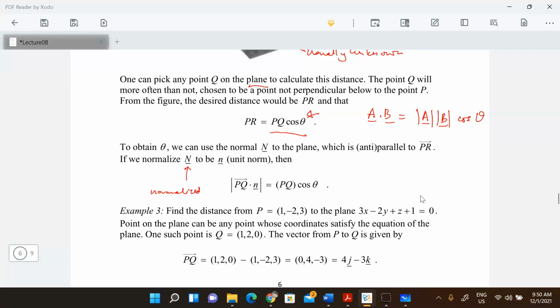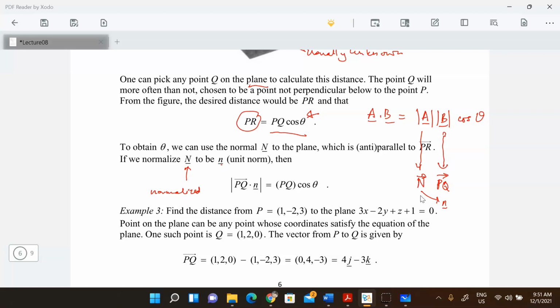So in other words, what do we have here? Here we have your PQ, and here you have your normal. Now if your normal is not normalized, then you will have some extra numbers here. If your normal is normalized to a unit vector n, then PQ dot n will be the length of the unit normal, which is 1, times the length of your PQ, which you can derive, and you get your perpendicular distance, your PR. So that is essentially the trick that one can use.